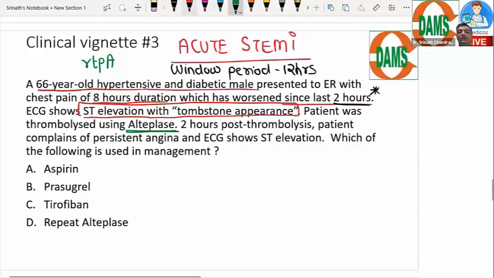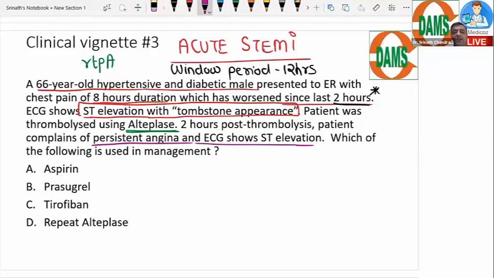But 2 hours after thrombolysis, the patient complains of persistent angina and ECG shows ST elevation. Which of the following is used in the management of this patient? Come on, you will give me the answer.